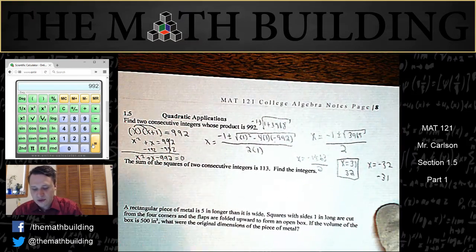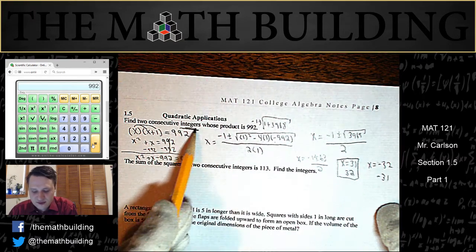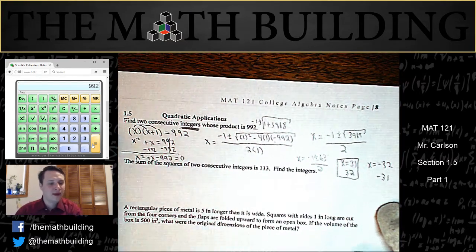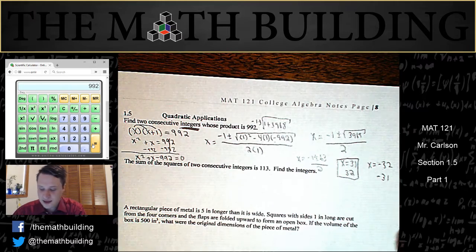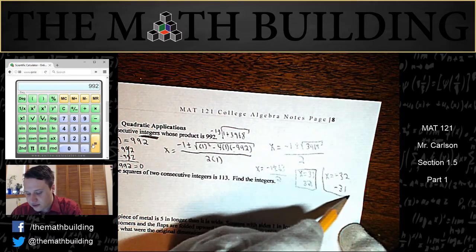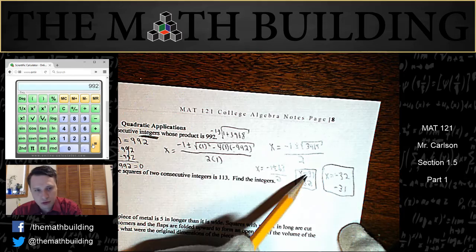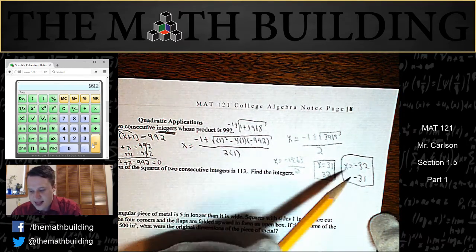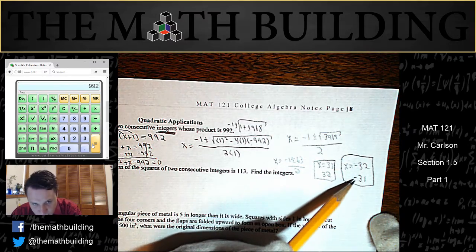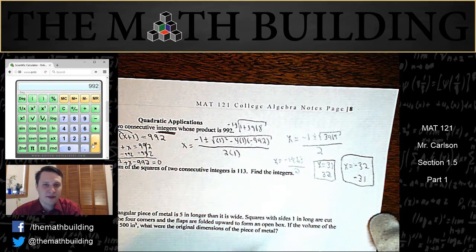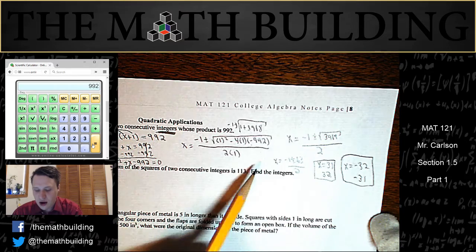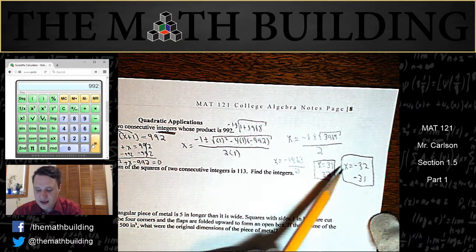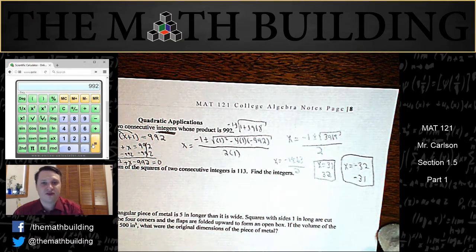So we look back at the original problem, and they said find two consecutive integers. Well, an integer is either a positive or negative number, or 0, that doesn't have any fraction or decimal. And so in fact, there's two sets of answers that work here. The integers 31 and 32 are consecutive and multiply to make 992, and negative 32, negative 31 are consecutive and multiply to make 992. So notice that our two x values that we got gave us two groups of consecutive numbers.